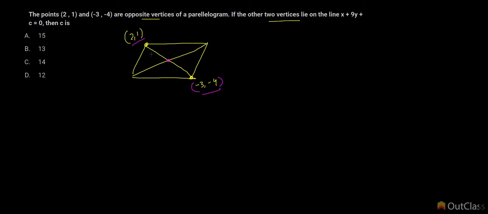So first find this midpoint. It's going to be (2 - 3)/2 = -0.5, and (1 - 4)/2 = -1.5. So the midpoint we're looking for, the meeting point of the two diagonals of the parallelogram, is (-0.5, -1.5). That should satisfy the equation. Minus half plus 9 into minus 1.5 plus c is equal to 0. This gives you -0.5 - 13.5 + c = 0. c is equal to 14.